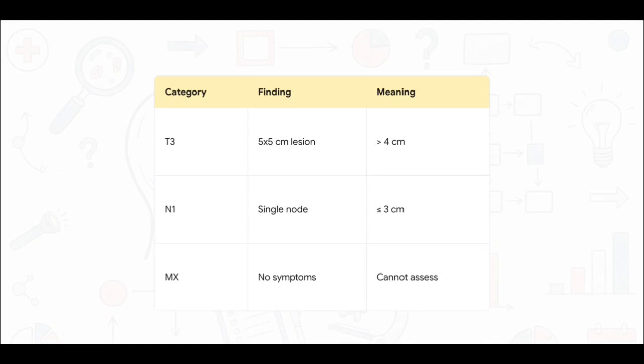Finally, why do we say MX instead of M0? Because without a full-body scan, we simply cannot definitively assess distant metastasis purely by clinical touch and sight. Stating MX shows you're attending, you completely understand the limits of a physical exam.